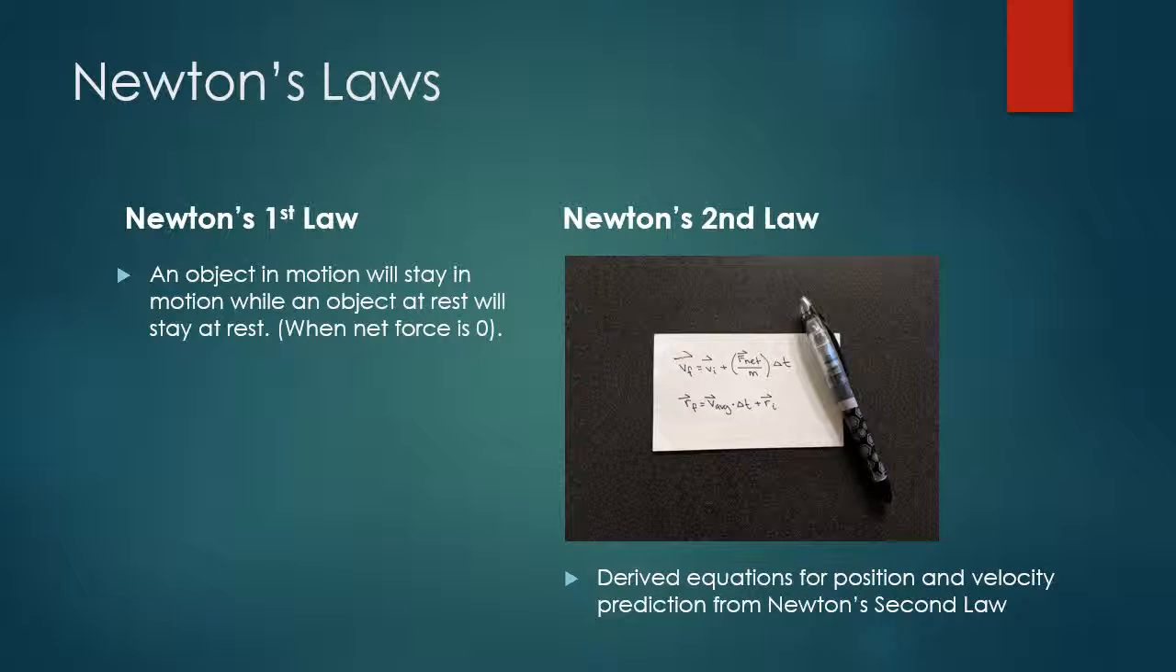Newton's first law states an object in motion will stay in motion while an object at rest will stay at rest, when the net force acting on an object is zero. Newton's second law takes into account the net forces acting on an object to predict the object's velocity and position at later times.